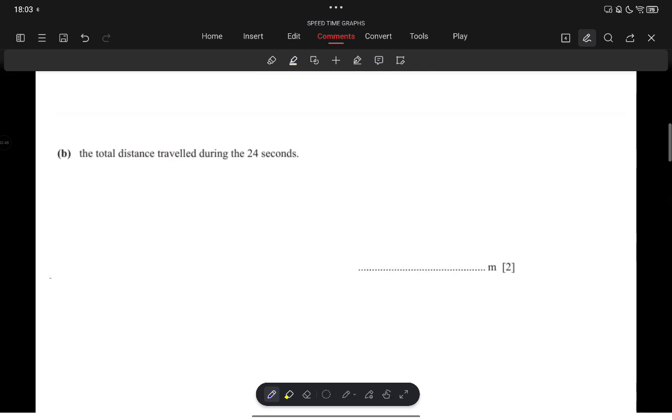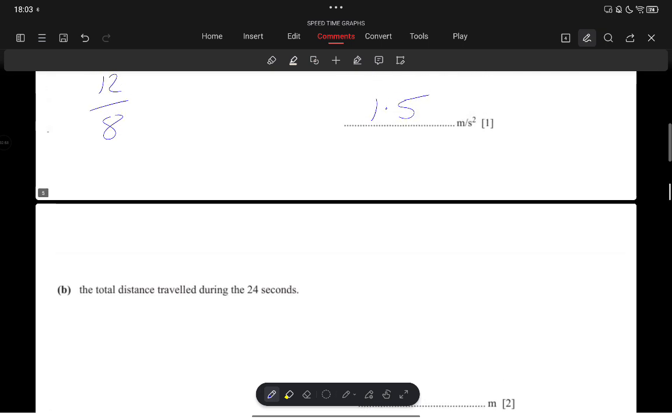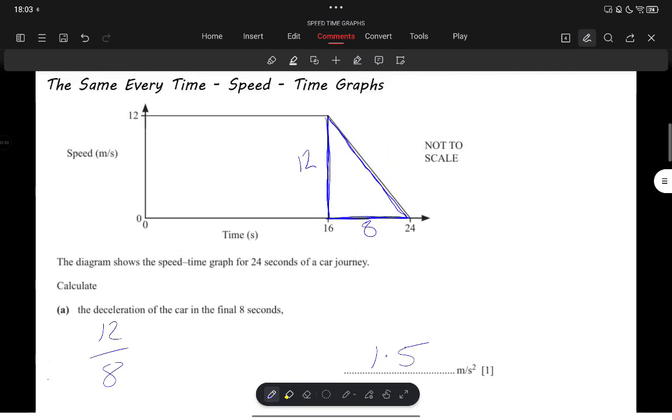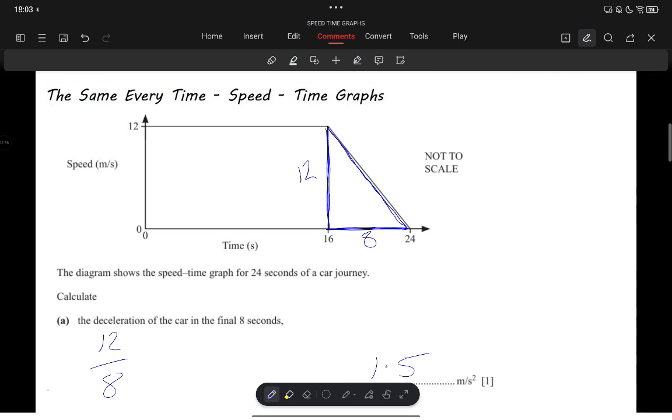The total distance traveled during the 24 seconds. Well, that's the entire journey, isn't it? The 24 seconds. So the distance traveled is the area under the graph. So we can split it into 2 shapes here. The triangle at the end, so base times height divide by 2, 8 times 12 divide by 2. And then we have the other part of this, which is a rectangle. And the base of our rectangle, 0 to 16, that's 16. The height is still 12, so the area of our rectangle, 16 times 12.